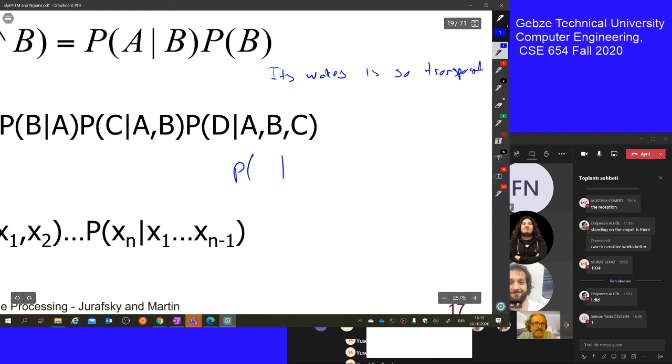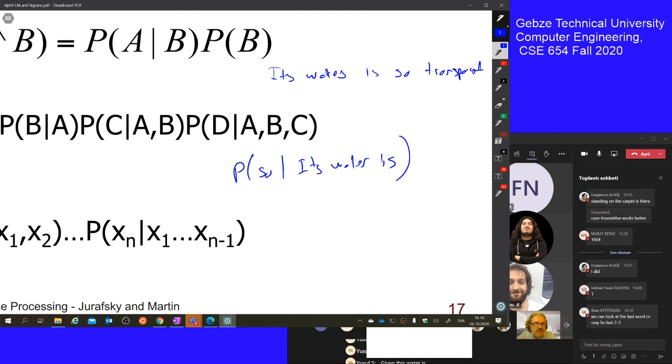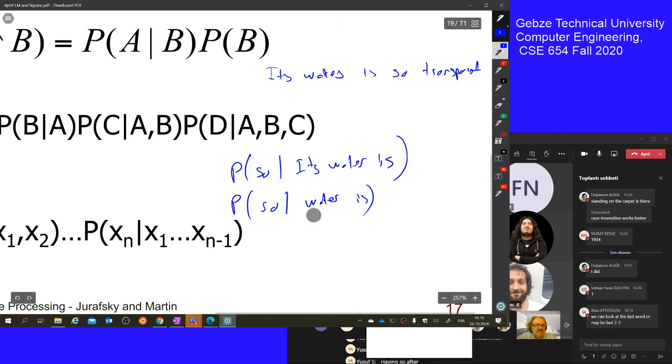How about this one? Can I say, given its water is so, how about this one? Probability of water is. How would you compare these two probabilities? What is the probability of having so after water is, compared to the probability of having so after its water is? Some people say that these probabilities are very similar because looking at just two words before the current word should be good enough to understand the context of the word so.